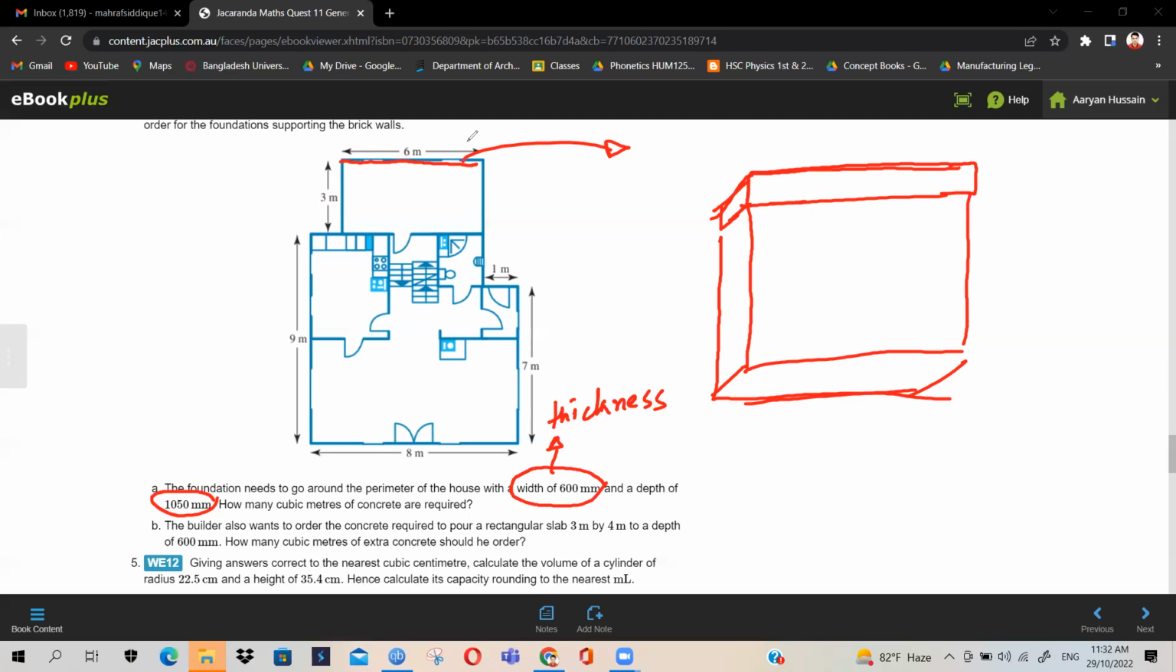At least 7. Yes, at least 7. Okay, see, the foundation needs to go around the perimeter of the house. Okay, perimeter of the house. Now, what is the perimeter? What we understand is the perimeter is the boundary.